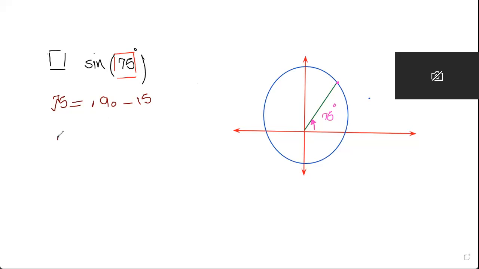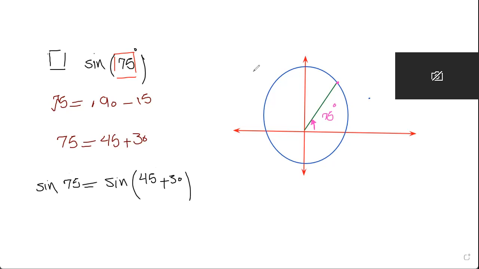But how about if I say 75 equals 45 plus 30, which gives me 75. Then as a result, the sine of 75 equals the sine of 45 plus 30. And now we see that we have a sine ratio of the sum of two angles. We remember from last session, of course, the identity that sine of alpha plus beta is sine alpha cosine beta plus cosine alpha sine beta.